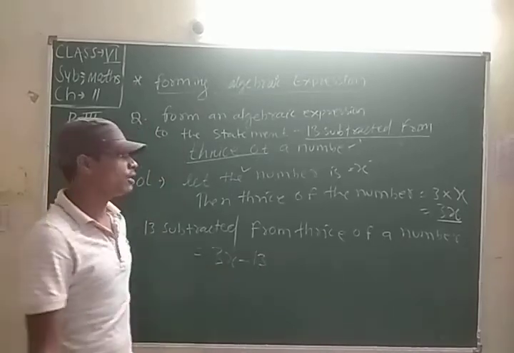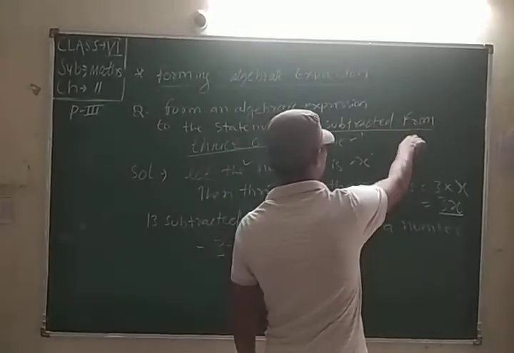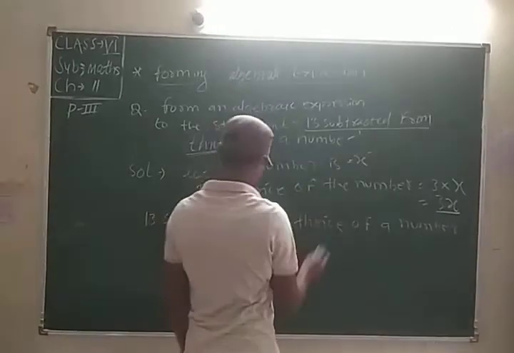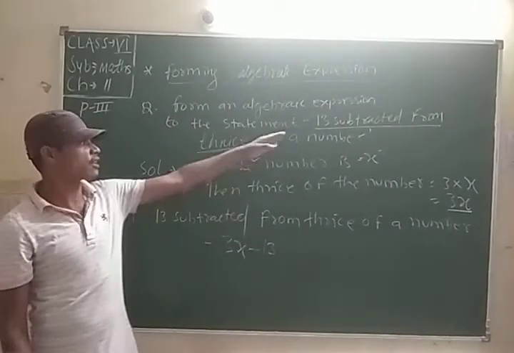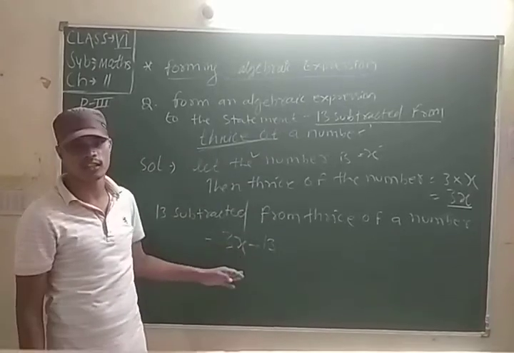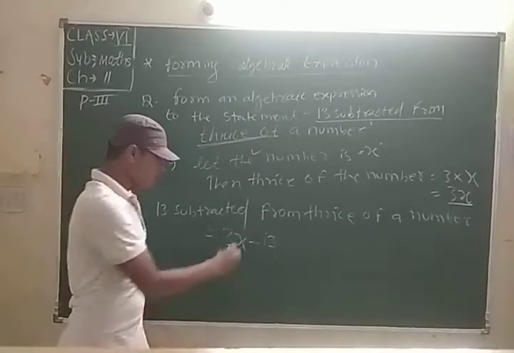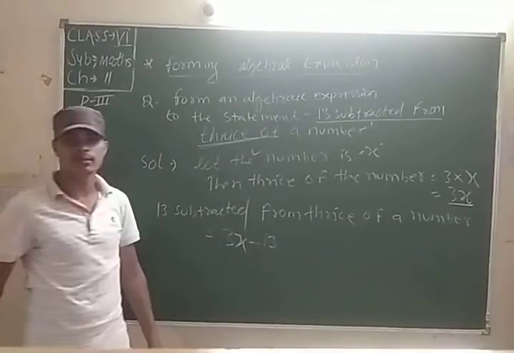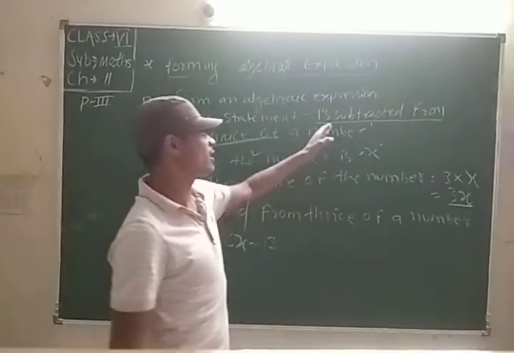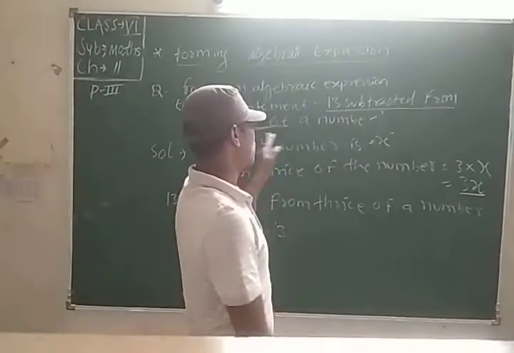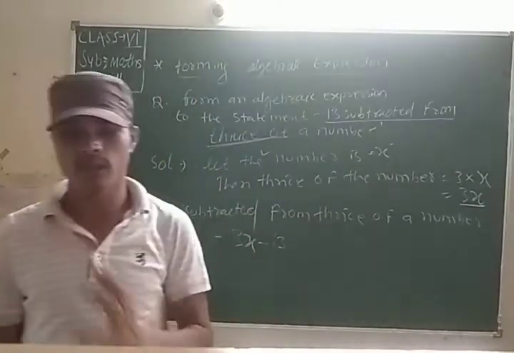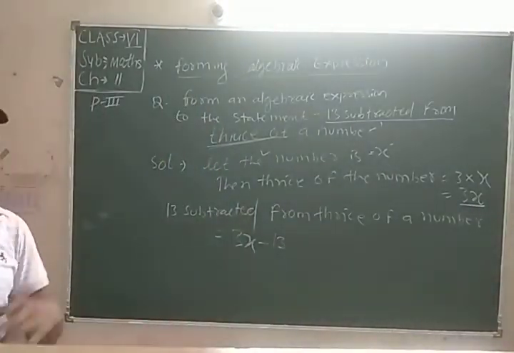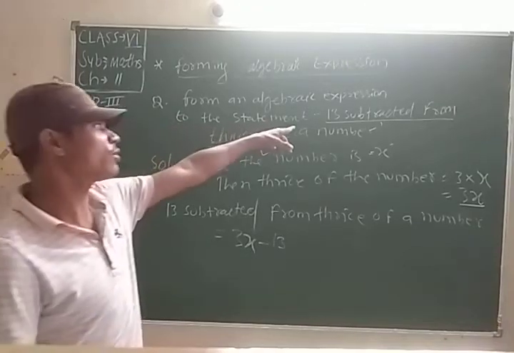From means this side. Always thrice of it, and from means this side. Okay, then 3x minus 13. Here is the statement and here is the algebraic expression. It is known as an algebraic expression where we write numerically, and when we write a statement, 13 subtracted from thrice of a number. Clear about this? How can we form an algebraic expression from the statement?